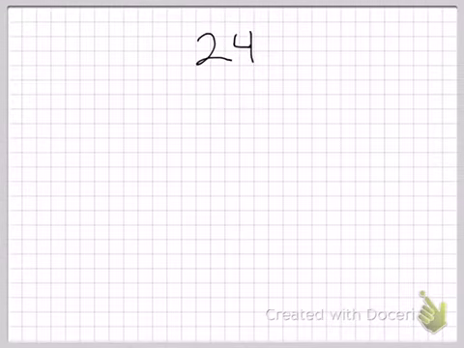Okay, so let's do another one. 24. 24 is an even number, so we know it's going to divide by 2. But I know off the top of my head that 3 times 8 is 24, so I'm going to start there. If you wanted to use anything else like 6 times 4 or 12 times 2, you can. You'll get the same answer in the end.